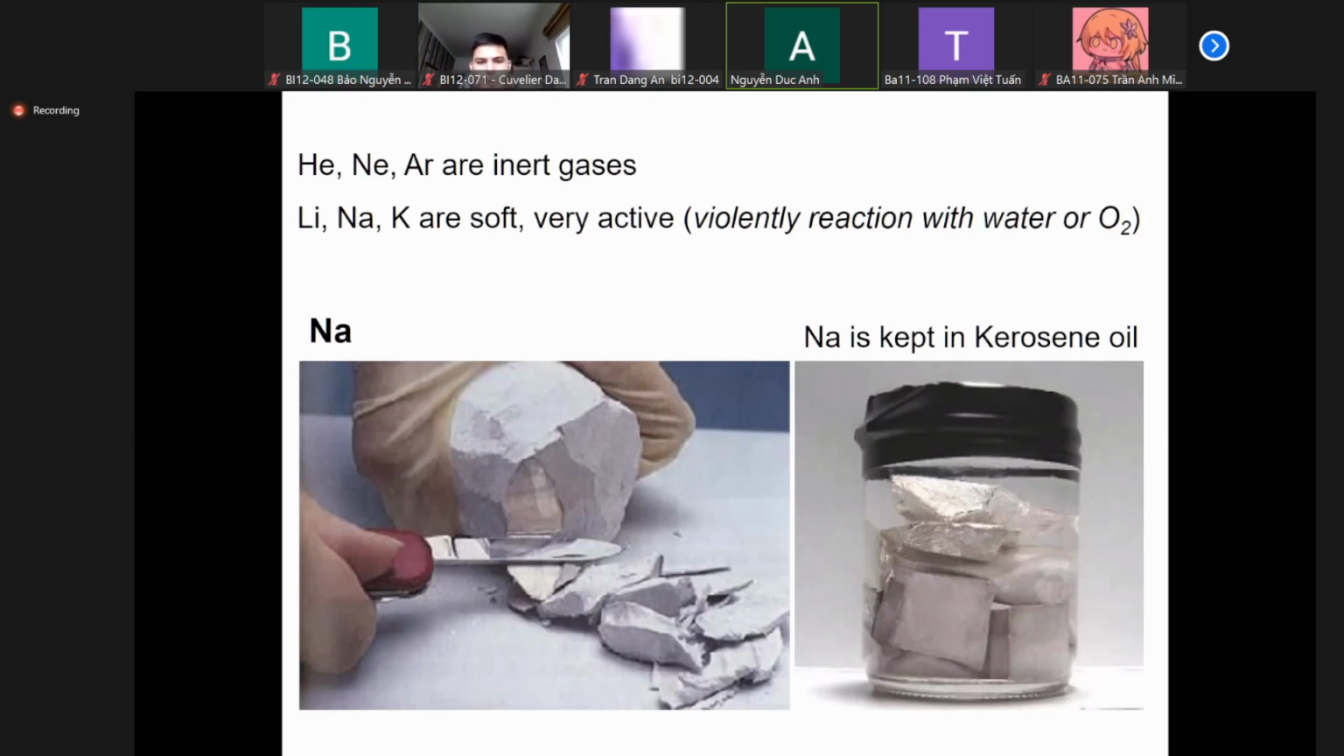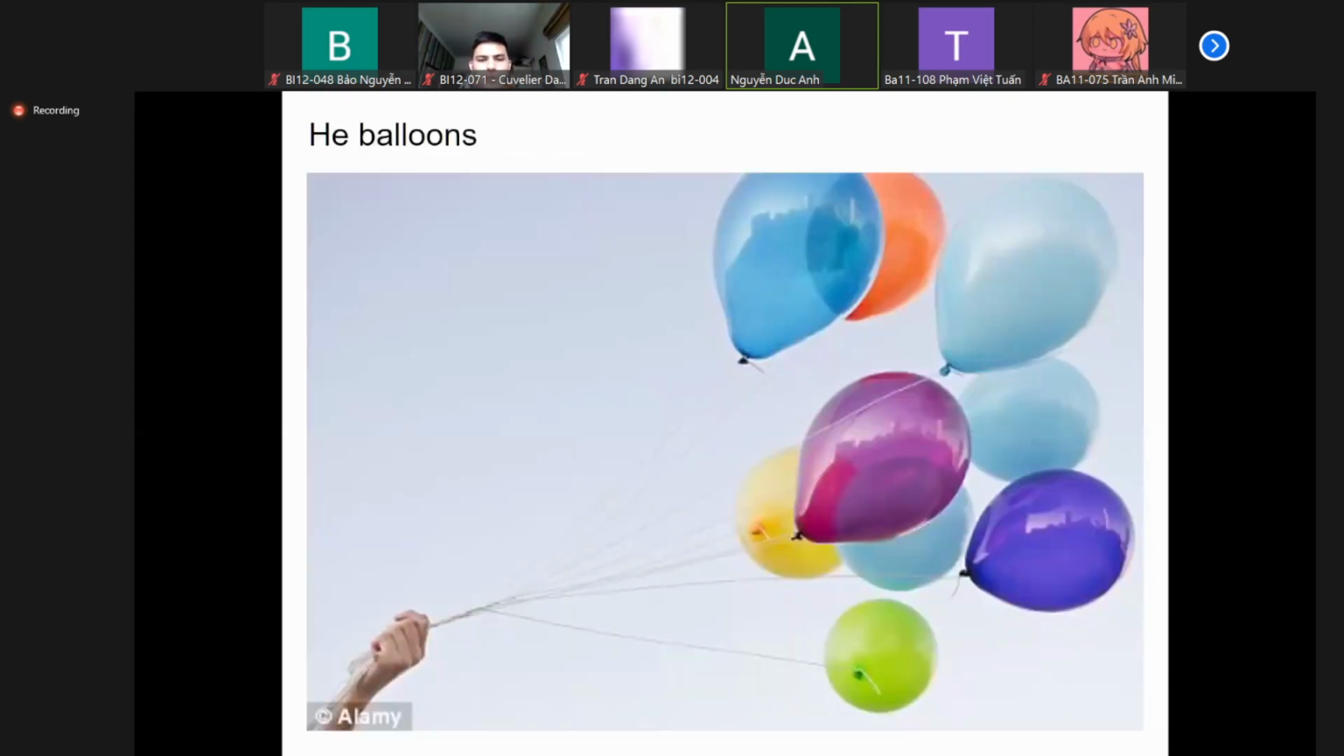Okay. So the similar properties of some elements are based on the similar arrangement of electrons around the nucleus. Okay, we call it the periodic properties of the elements. So you see the helium balloon somewhere. This one can be a toy for children.